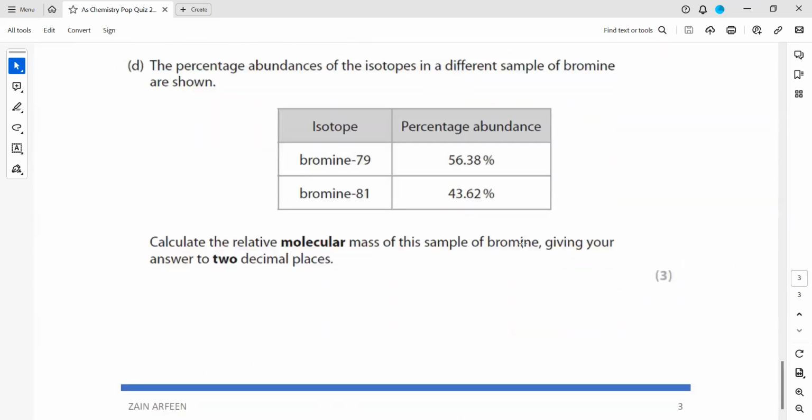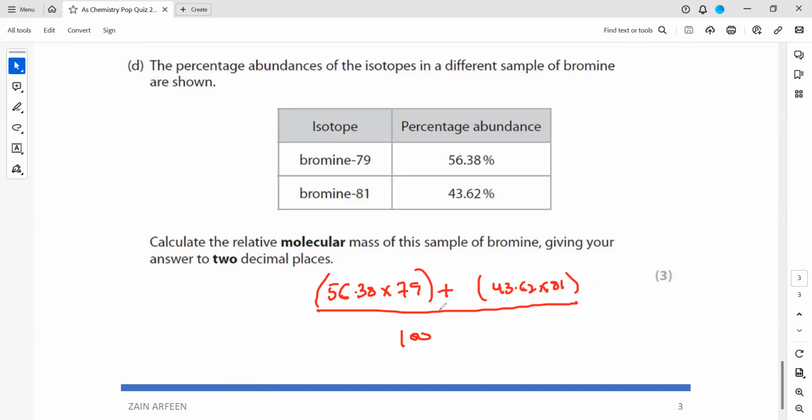The next one: the percentage abundance of the isotopes in a different sample of bromine are shown. Calculate the relative molecular mass of this sample and give your answer to two decimal places. So how do we work out the average? Multiply the percentage of each isotope by its mass, add them together, and divide by the total sum, which will be 100. This will give us the average mass of these two isotopes, and we have to write the answer to two decimal places.